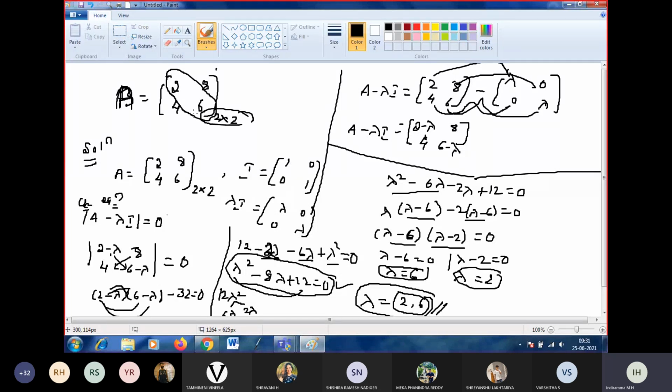Did you clear? Okay. So these lambda values we got, two values, this is say lambda 1 and this is say lambda 2. These two are called eigenvalues, or characteristic roots, or latent roots. Any clarifications required?